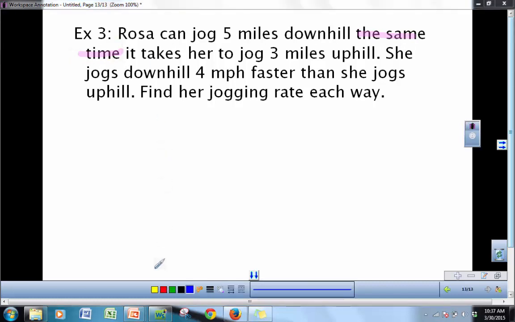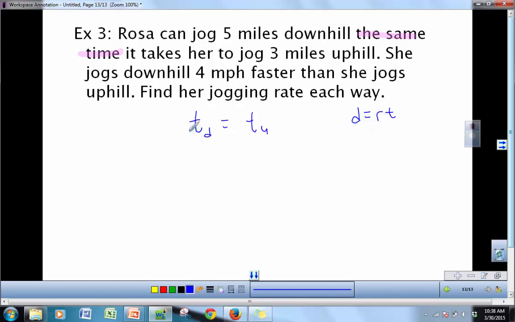Okay? And what we can think about is her downhill time, we can call that T sub D for time downhill, is equal to her time uphill, T sub U. And you can use whatever subscript you want, T sub 1, T sub 2, whatever is going to help you differentiate between the two. Okay? Well, the key thing we're going to use, I'm going to write this on the side, is the formula D equals RT. Distance equals rate times time.